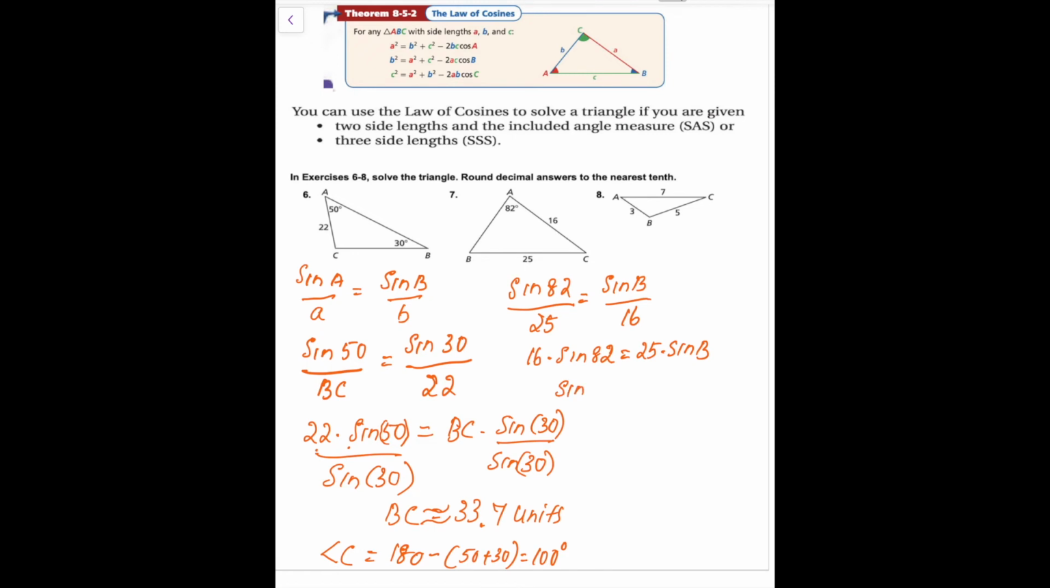Then you can calculate sine B is equal to 16 times sine 82 over 25. So B will be sine inverse of that quantity, which is 16 times sine 82 over 25. And remember to put parentheses around the angle, so the calculator will give you the correct measurement. I'll give you the answers for the measurement of angle B.